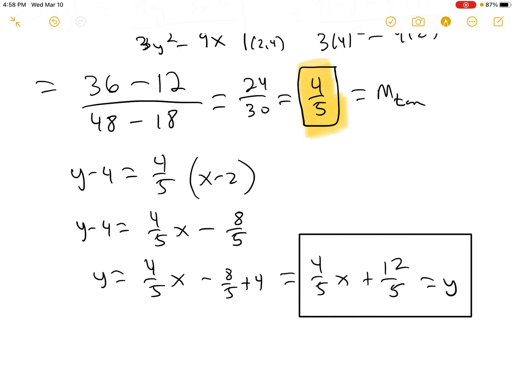Man, I hope this works. Okay, let me write this down: 4/5 x plus 12/5, and the point in question is (2, 4). All right.